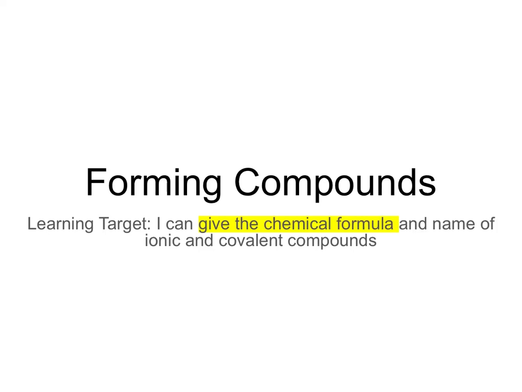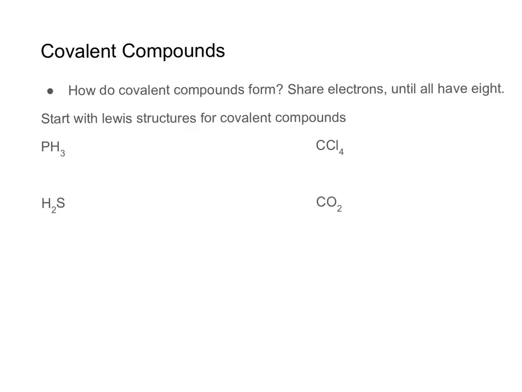This lesson is about forming compounds, and the learning target is to be able to give the chemical formula and name of ionic and covalent compounds. This video is specifically going to work on finding the chemical formula for these compounds made by two different elements. When we're doing this for covalent compounds, we're going to focus more on just drawing the structure of these.